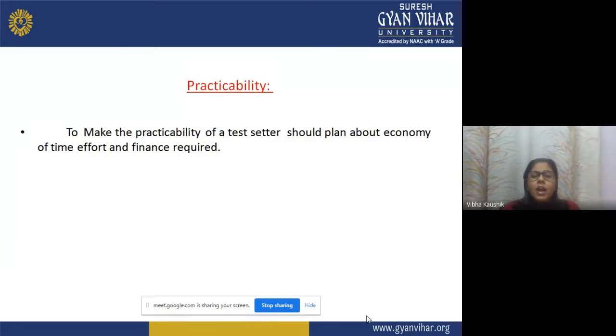So while we are constructing and developing a test, a test setter should develop it in such a way that it can be practically used by people. It should be planned to be economical in time, with less effort for those administering the test, and less money required.